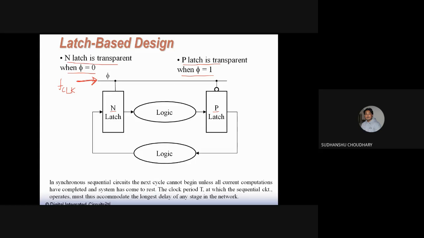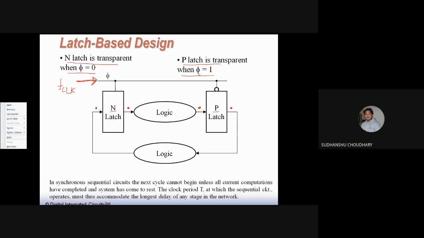So when clock is 0, whatever is appearing here will come over here. Similarly, when clock is 1, whatever is appearing here will come at this point. That means this circuit works in two phases: when clock is 0 and when clock is 1.